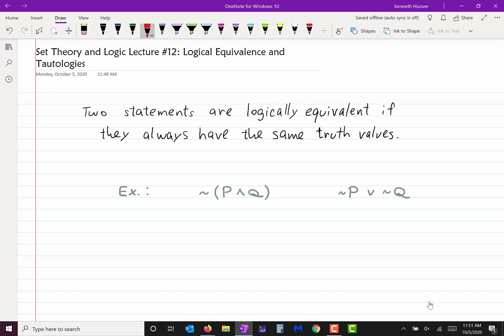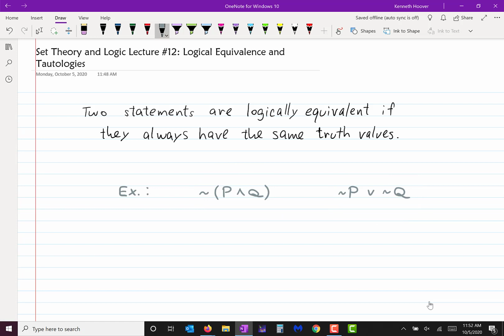Okay, now that statement, is it true or is it false? That all depends upon P and Q being true or false, right? Same thing here. Is that true or false? That all depends upon P and upon Q being true or false. Okay? But when this one's true, you will see that this is also true, and vice versa. And when the first one's false, the second one's false, and vice versa. You'll see that they always have the same truth value as each other.